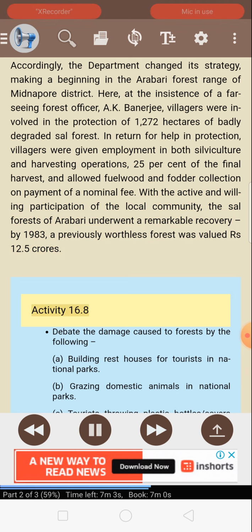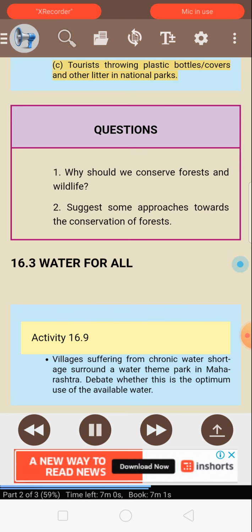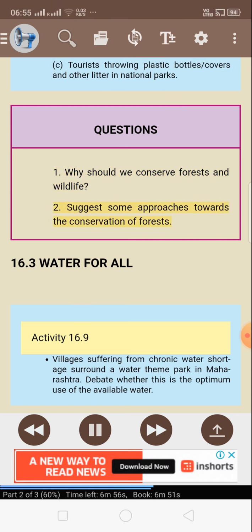Activity 16.8. Debate the damage caused to forests by the following. A. Building rest houses for tourists in national parks. B. Grazing domestic animals in national parks. C. Tourists throwing plastic bottles, covers and other litter in national parks. Questions. 1. Why should we conserve forests and wildlife? 2. Suggest some approaches towards the conservation of forests.